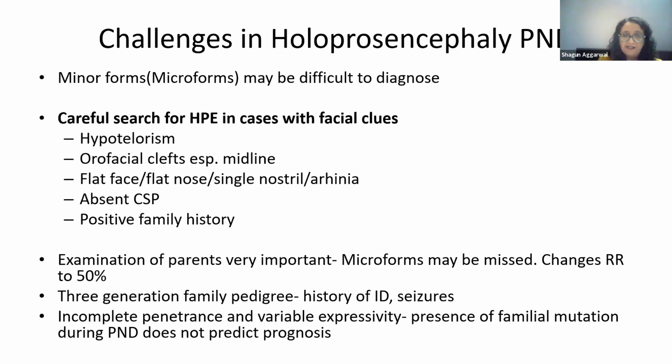And then, of course, we all know this, an absent CSP is again a red alert, and of course a positive family history. And then again, in every fetus with suspected holoprosencephaly, examination of parents is very important to look at these microforms, because this changes the recurrence risk to 50%. Always a 3-generation family pedigree tells us some clues, like there could be history of intellectual disability or seizures in some family member whose MRI has never been done, and you don't even know that person has holoprosencephaly. So whenever a fetus has holoprosencephaly, we need to look at these important additional findings.